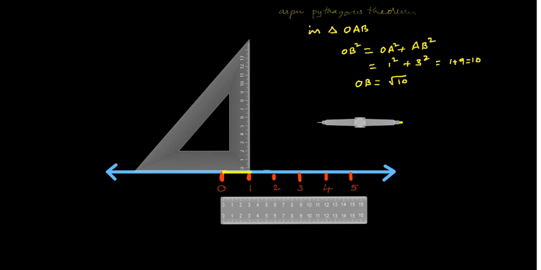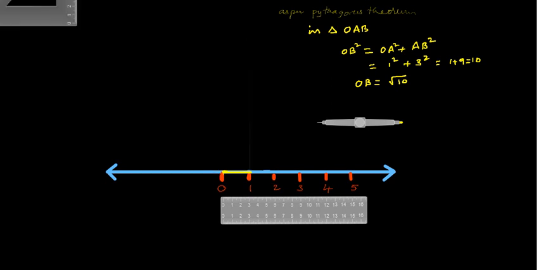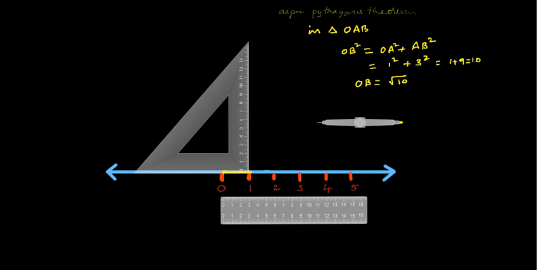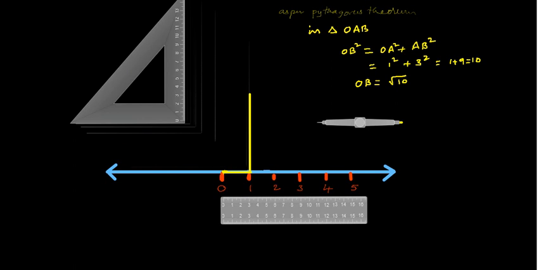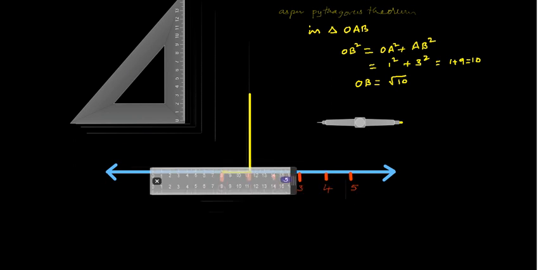To draw a right angle triangle here, you put the set square and then you draw a perpendicular. Okay. Now you remove the set square and put it aside. You take the scale again and you join these two.